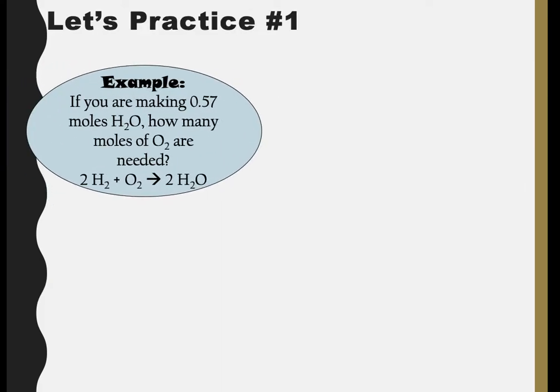So let's go ahead and try this one. I'll talk through it relatively slowly. So let's see, let you get a head start to see if you can solve it before I get to the end. So here it's the same equation, so it's going to be the same mole ratio, but instead we're looking at water. We're not looking at hydrogen, we're looking at water. So you want to make 0.57 moles of water. So how much oxygen do you need?